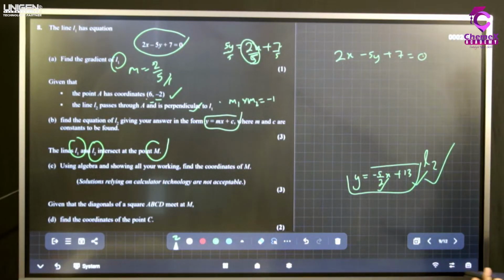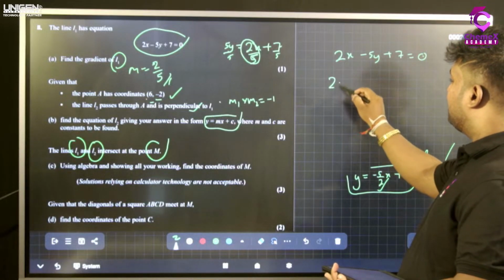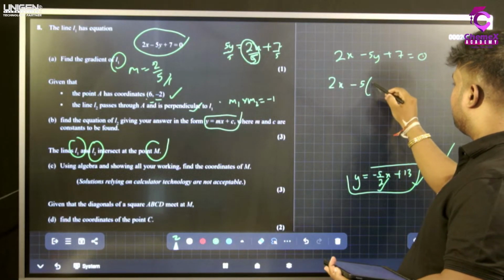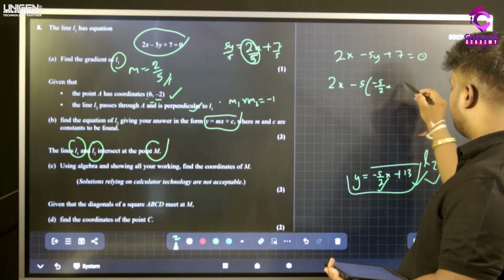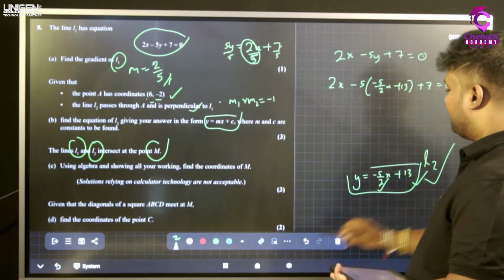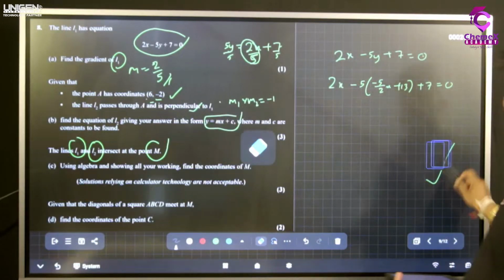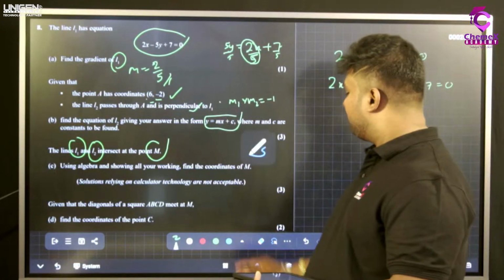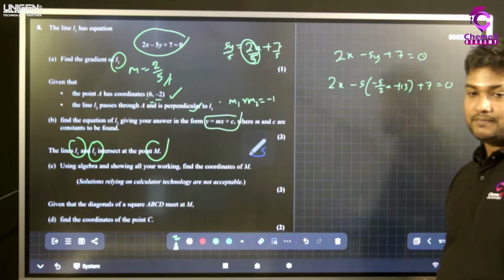How do we solve this? Any method? We can do this: 2x minus 5 bracket minus 5 over 2x plus 13 plus 7 equals 0. We need to solve them simultaneously to find the coordinate of M. Then what do we do?